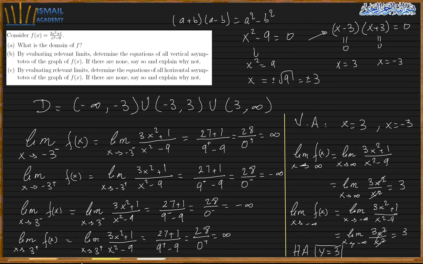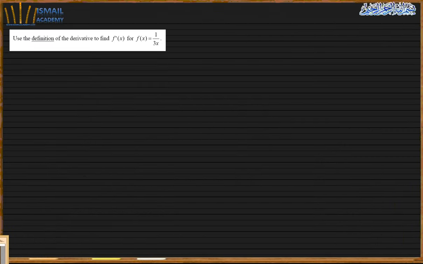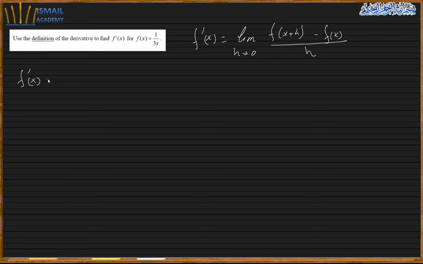For the next question, they ask you to use the definition of the derivative to find f prime of f of x equals 1 over 3x. Here we know the definition of the derivative: f prime of x is the limit of f of x plus h minus f of x over h when h goes to 0. So I just need to apply this. I get f prime of x equals the limit when h goes to 0 of 1 over 3 times x plus h, minus 1 over 3x, the whole thing over h.